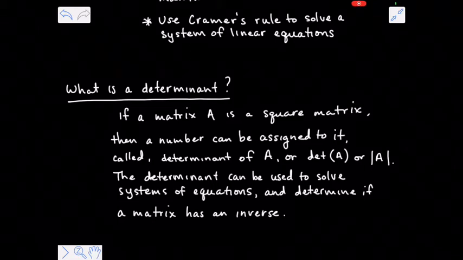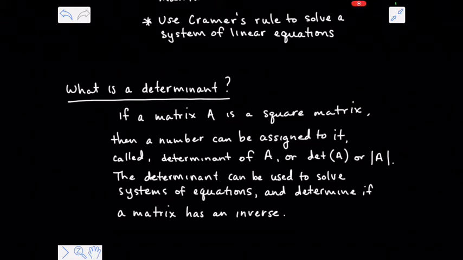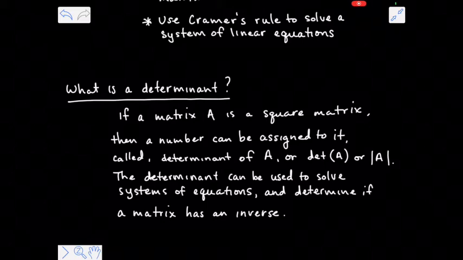A determinant is just a number that we calculate from the matrix using a specific process. Each matrix has its own determinant that's unique to that matrix. And when we calculate the determinant using the method I'm about to show you, depending on the value of the determinant, we can determine whether the matrix has an inverse. We can also use that to solve systems of equations.